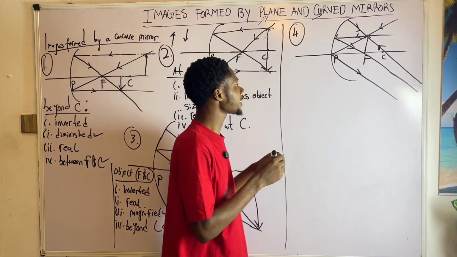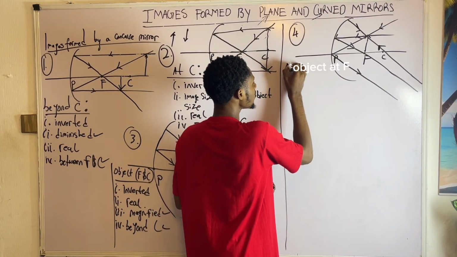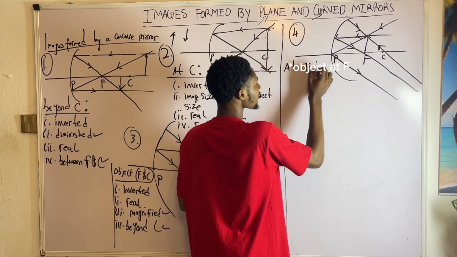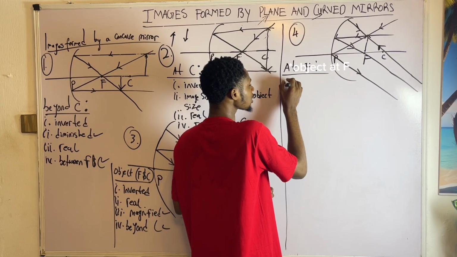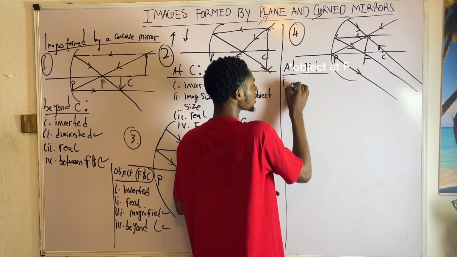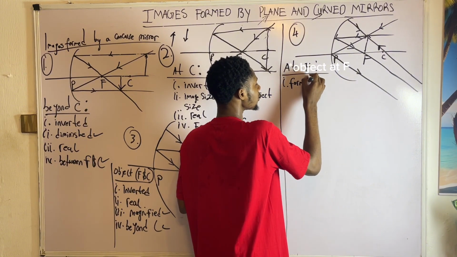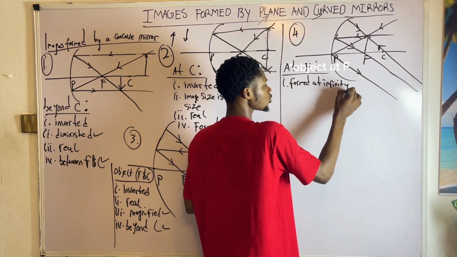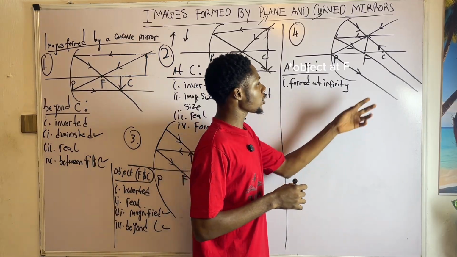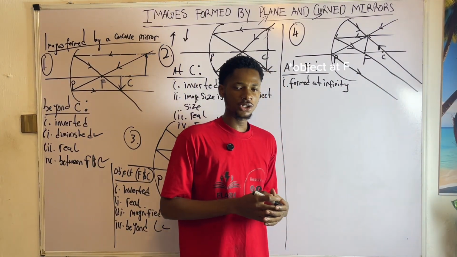So for this particular case, the image is placed at F. Since it is placed at F, we can say that it is formed at infinity. First one, formed at infinity. That's the first thing we say. It is formed at infinity. Why? Because the rays of light, no matter how far we trace them, they don't intersect.